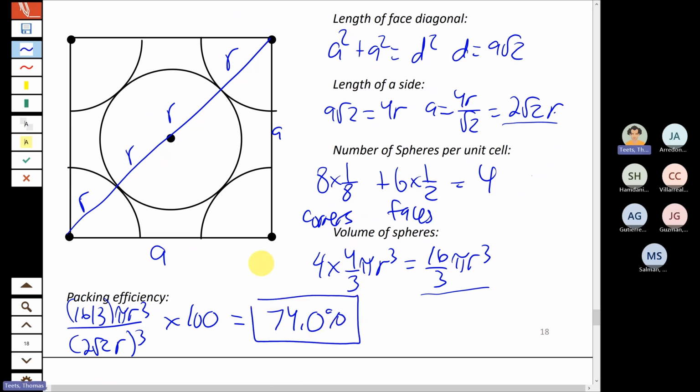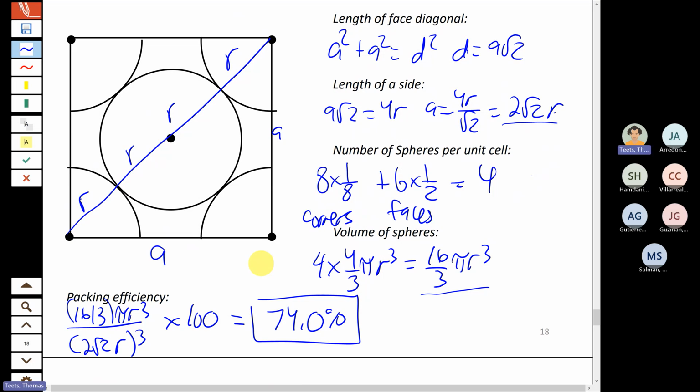All right, so simple cubic was 52%. Body center cubic was 68%. Now we're up to 74% is the packing efficiency for face center cubic. That's as high as you can get in any of these structures. So face center cubic is the most efficient packing, which is why we call it cubic closest pack.